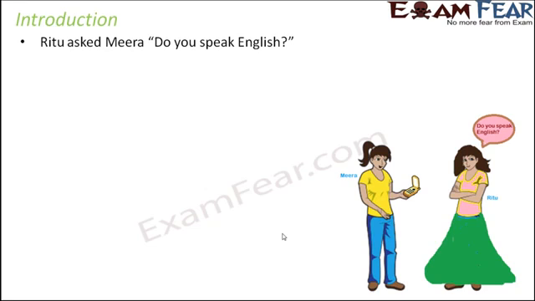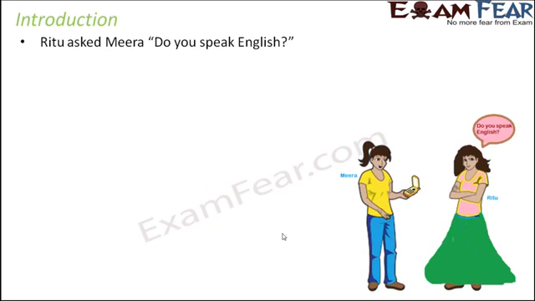A conversation is happening between two people, Ritu and Meera. They are talking to each other, and Ritu is asking something to Meera. And what is she asking? "Do you speak English?" It's a conversation that's happening. So basically Ritu is speaking. She's telling something or asking something to Meera. So this is a speech because someone is speaking.